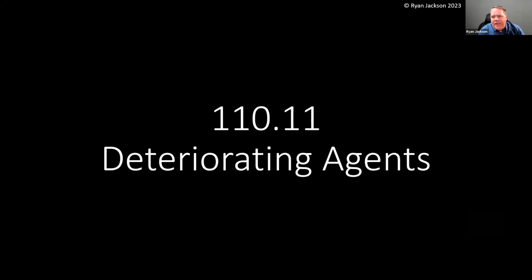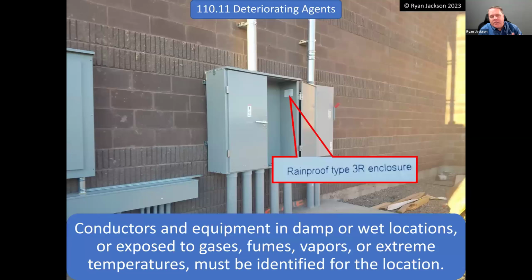110.11, deteriorating agents. Kind of a simple rule here, but an important one. It says conductors and equipment in damp or wet locations, or where exposed to gases, fumes, vapors, or extreme temperatures, must be identified for the location. All right, so we're installing outdoors. We want to make sure we're using outdoor rated equipment.